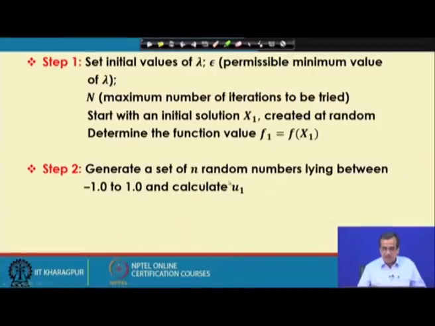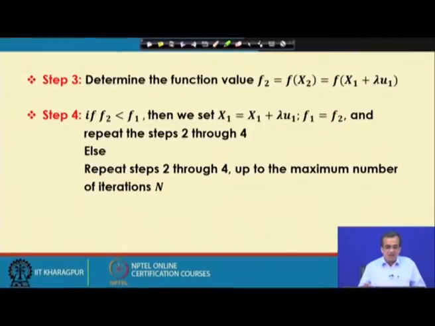We generate a set of n random numbers lying between -1 and +1, and we calculate the search direction, that is u 1. Now, step 3, we determine the function value f 2, that is f of x 2, where x 2 is x 1 plus lambda u 1. So, lambda is the step length, u 1 is the search direction, and x 1 is the previous value. So, I can find out x 2. Once I have got x 2, I can find out the value of the objective function.